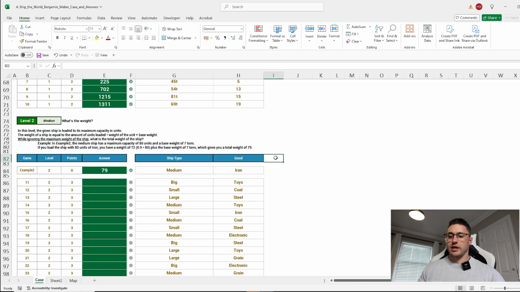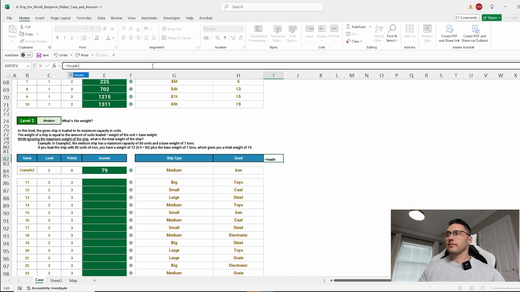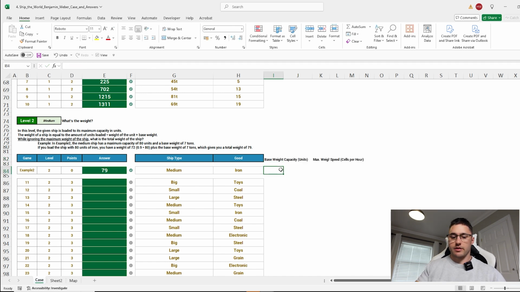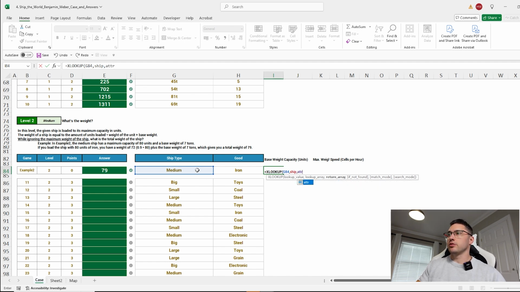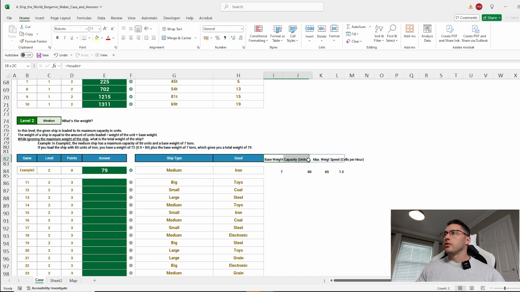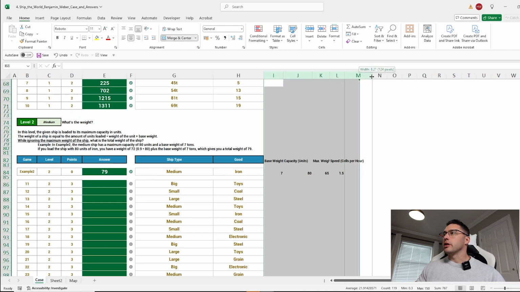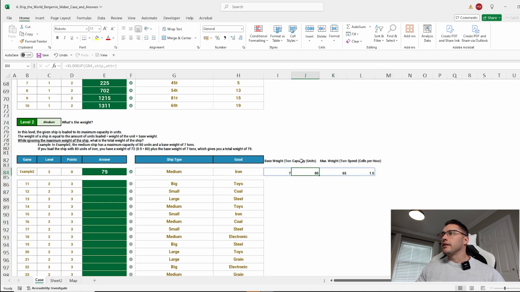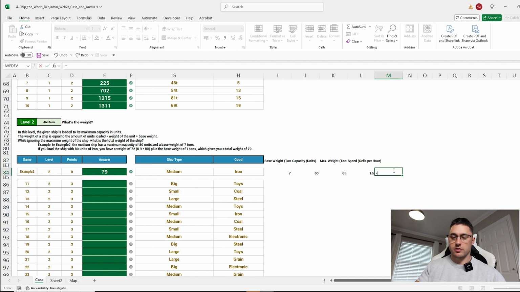Okay, so let's put our headers here. Let's find values for our ship. So let's look up the ship and return the attributes. So I'm just going to extend those a bit so we can see them a bit clearer. And our capacity in units is 80. We also want to find out about the goods. So let's XLOOKUP the goods and find out the weight.